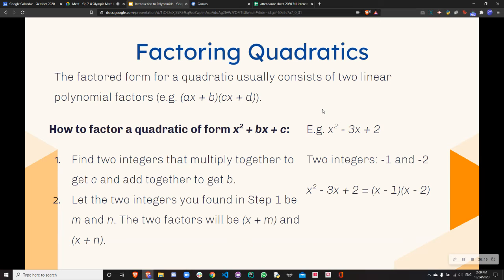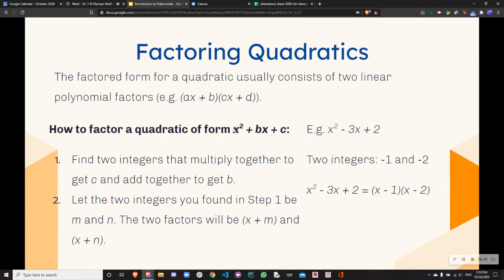Okay. Now let's look at how to factor quadratics. The factored form for a quadratic expression usually consists of 2 linear polynomial factors. For example, we have (ax plus b) times (cx plus d). Let's look at how to factor a quadratic expression of the form x squared plus bx plus c. Notice that a here is just 1. It's a bit more complex when you have an a that's larger or less than 1, but I'll go over that in the next slide.